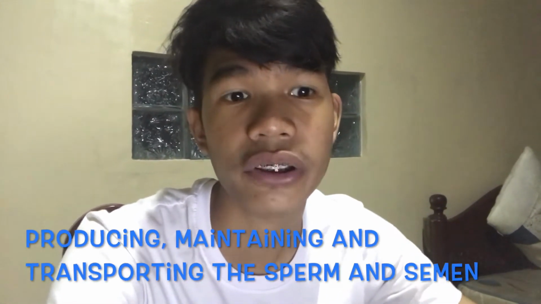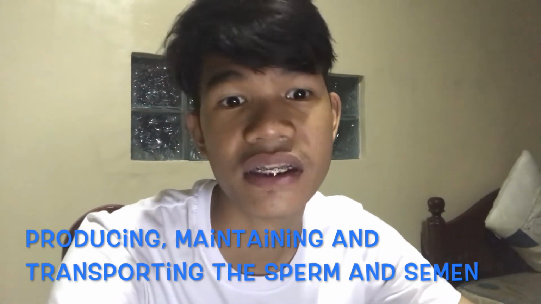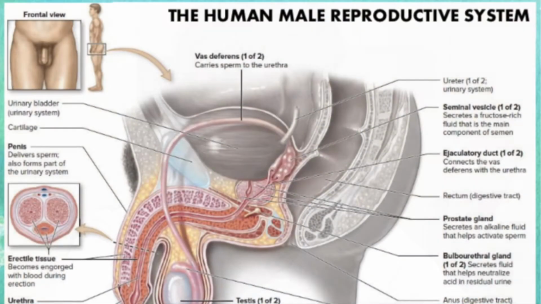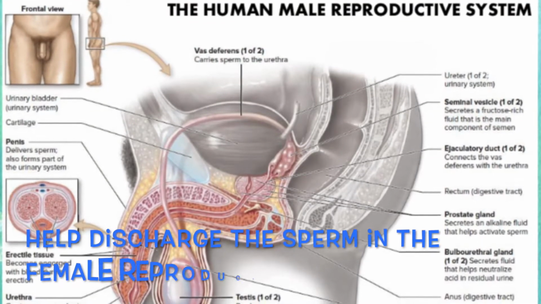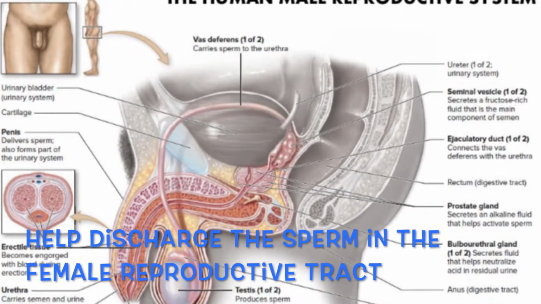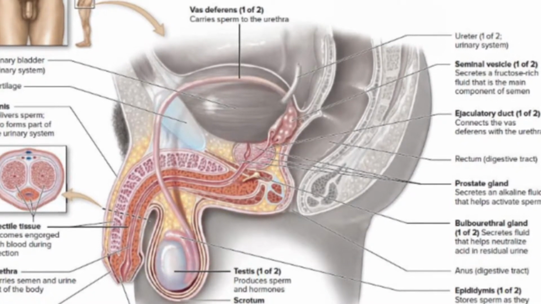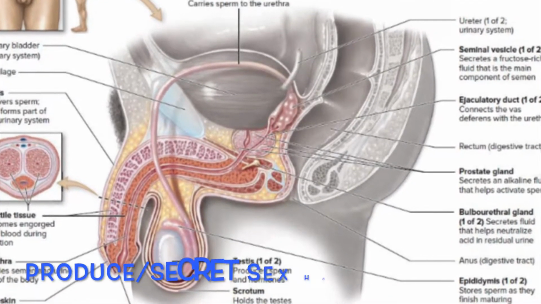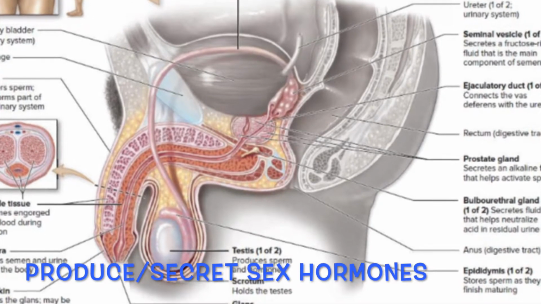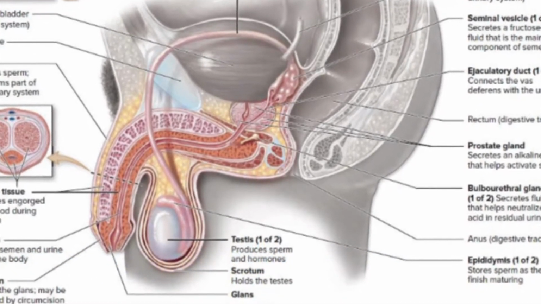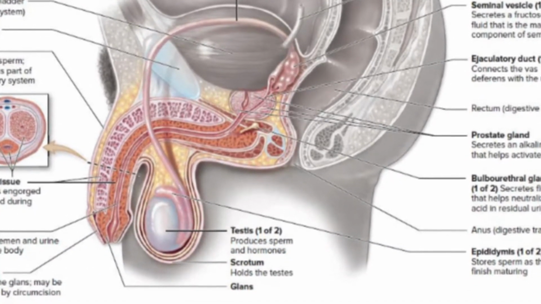Now, the male reproductive system also has many functions. These include producing, maintaining, and transporting the sperm, or the male reproductive cells, and the protective fluid, which is the semen. It also helps in discharging the sperm within the female reproductive tract during sex or copulation, and they also produce and secrete male sex hormones that are responsible for maintaining the male reproductive system.